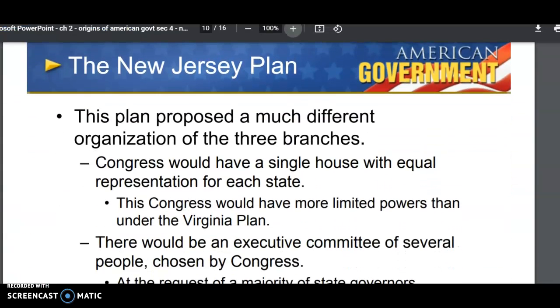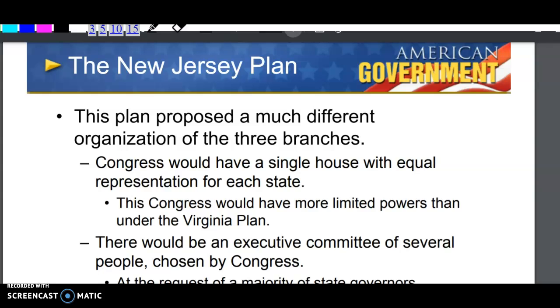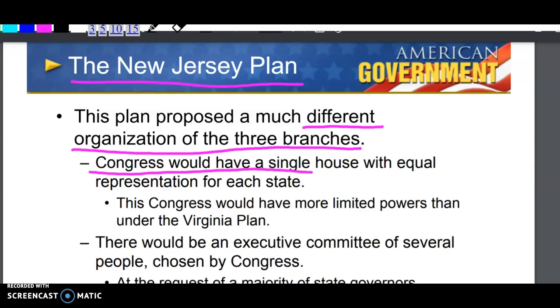So our next heading is the other plan that was submitted. A bunch of the different states and delegates got together and created plans and submitted them. This is what their ideal government was. The next one is the New Jersey Plan. This plan proposed a much different organization of the 3 branches. They still wanted 3 branches, but it was a different organization. They wanted Congress to just have one single house with equal representation for each state.